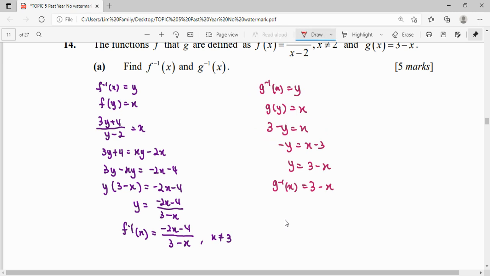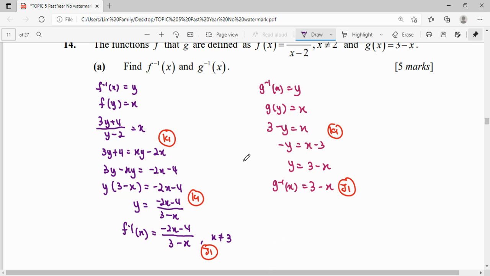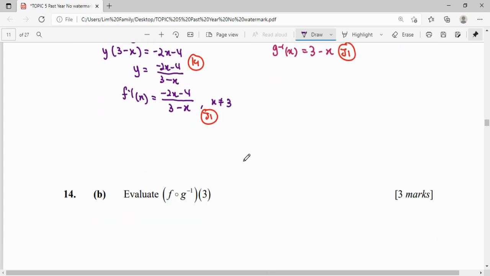So from here, with our inverse concept, we will be having an important 1 mark here. So express, simplify it to get y and state out our f inverse. Same also for g inverse. Then we're going to proceed to question D.